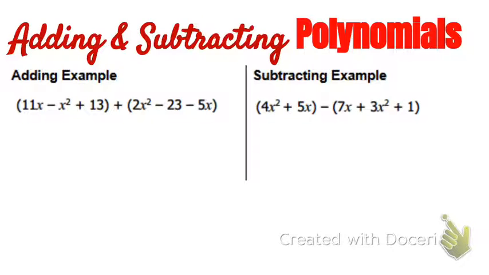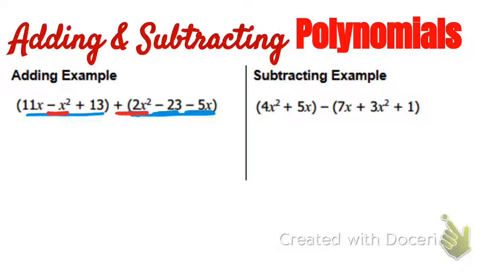Here we're going to add and subtract polynomials. Adding is simply just combining your like terms, because we're going to add this and we're going to add all of these. So we're going to add the 2x squared, add the negative 23, add the negative 5x. So when we look at these in the like terms, I always start with the one with the highest exponent, and I see this negative x squared and this positive 2x squared.